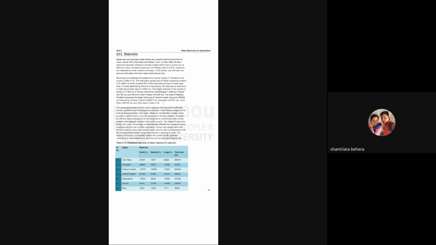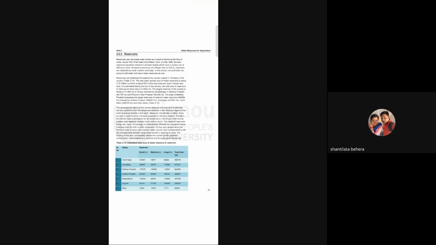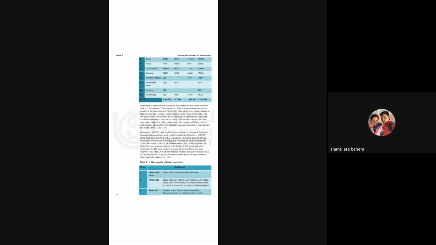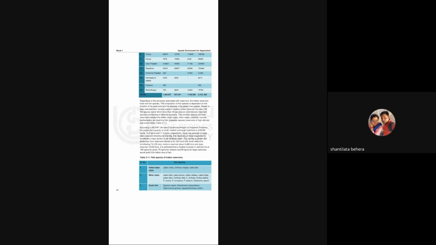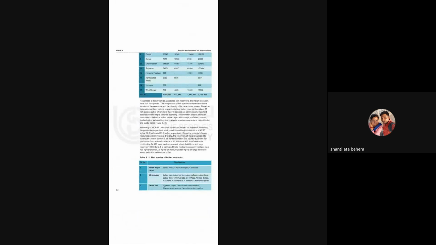Next is reservoir. So reservoir is also one source of this aquaculture. You can see the data here, table number 3.10. This shows different states and their area which covers the reservoir. Reservoirs are of three types, small, medium and large. If the area is more than 5000, that is large. 1000 to 5000 is medium, and less than 1000 is small. Different states are showing their small, medium, large reservoir capacity. See, the total area in Orissa is 198198 hectare for the reservoir.